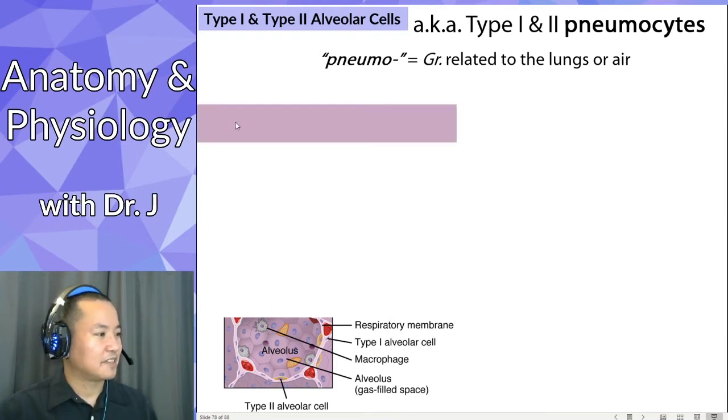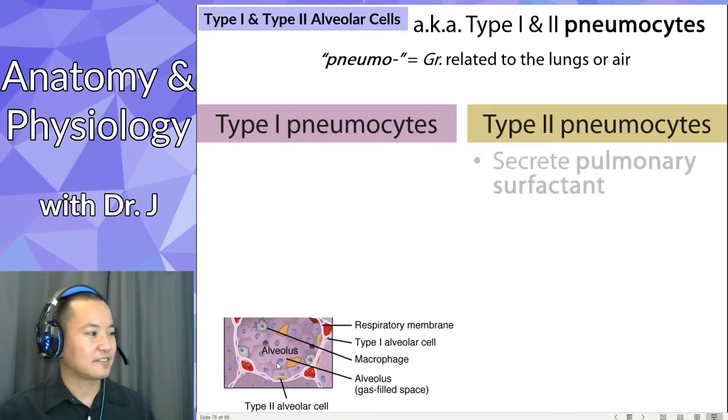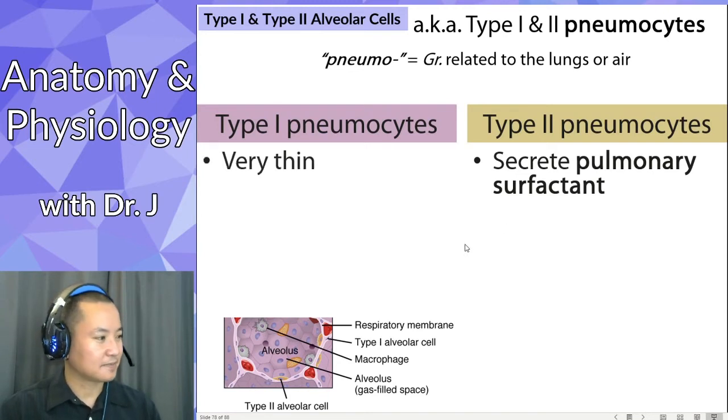Now, with type 1, notice that they're very broad and very flat. Type 2, instead of making up the majority of the surface area, actually secrete a special substance called pulmonary surfactant. And what this helps to do is break up the water tension in your lungs.